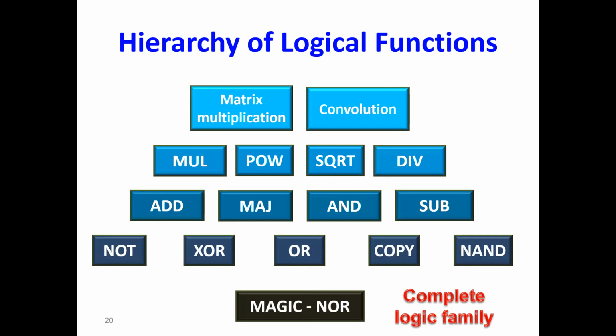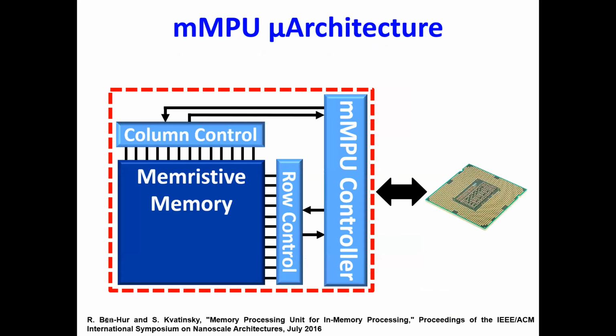So if we want to do matrix vector multiplication, it is possible with NOR gates, but it will take a lot of time, or the latency will be very long. If we want to do something more simple like multiplication, that I will talk about in a few slides, it means that it will take a shorter time than the matrix multiplication. And with that, we can build this machine.